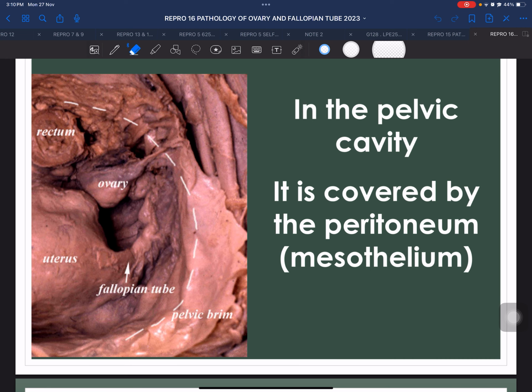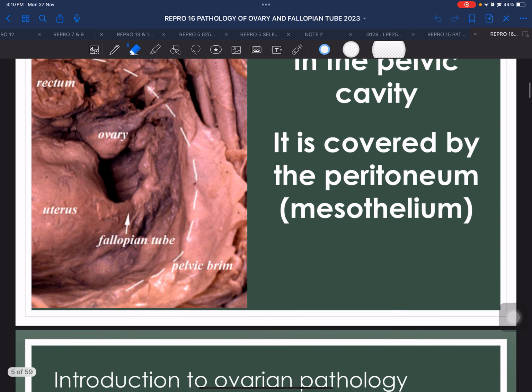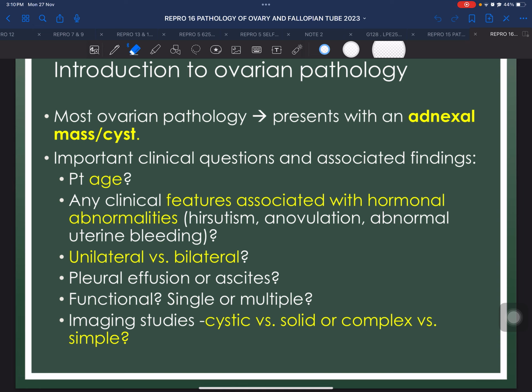Okay, so most of the ovarian pathology, they presented with an adnexal mass or cystic lesion. When you encounter a patient who presented with this, there are a few things that you have to consider clinically and within the history. You need to look at the patient age, whether they are young, within the reproductive age, or they are old and already menopause. And then you need to look for any clinical features that are associated with hormonal abnormalities, whether there is any hirsutism, anovulation or abnormal uterine bleeding.